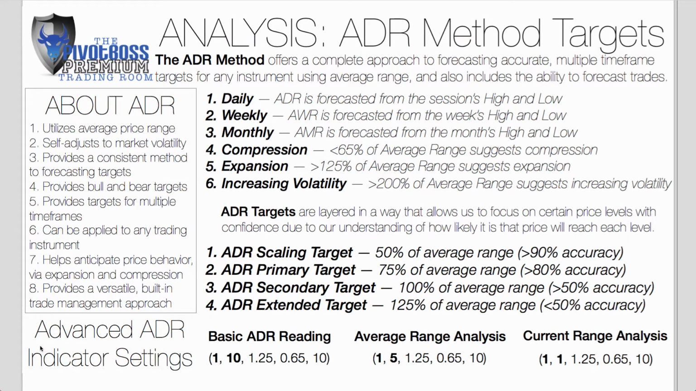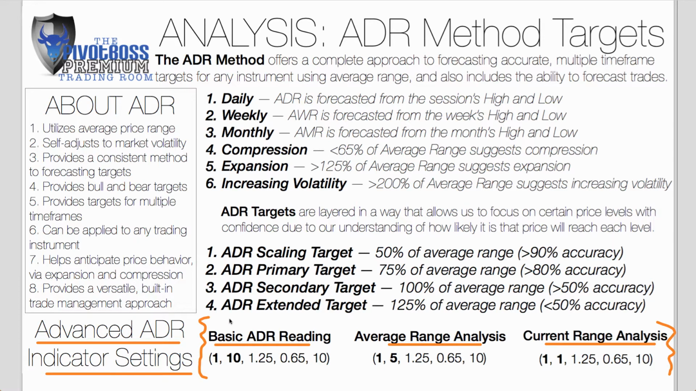So here is your advanced ADR indicator settings, and what I added was this piece right here. Basically these give you the key readings that you need to know about when you are analyzing price based off of average daily range. Whether you're in a higher time frame or a lower time frame, the indicator will analyze whatever time frame you're in. And there are settings for this indicator that can help you achieve certain ends.